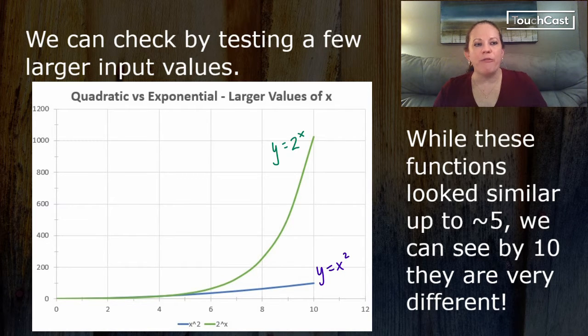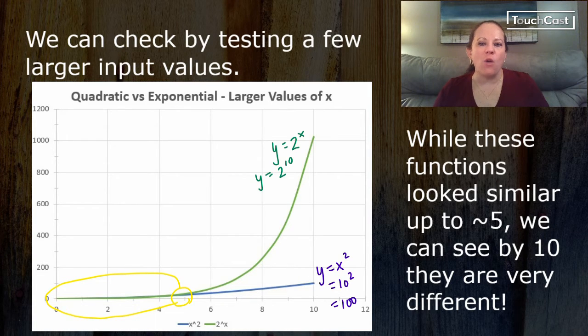So up to about 5, you can see that our two functions, y equals 2 to the x and y equals x squared, look very similar to each other. But when we double our x values and make it up to x equals 10, and even in between that 5 to 10 range, you can see y equals x squared at a value of 10 is 10 squared, which is just 100, while y equals 2 to the x at a value of 10 is y equals 2 to the 10th power.